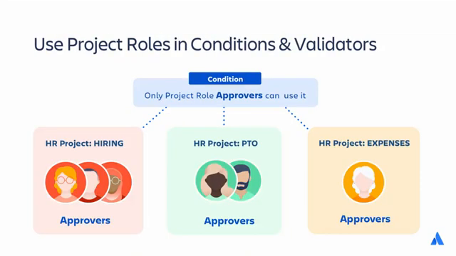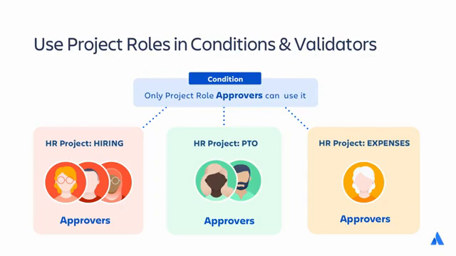Let's take a look at an example. Three HR projects, hiring, PTO, and expenses, share the same workflow. In that workflow, there are conditions and validators that use the project role approvers. Each project has different members in their approver's role. An issue goes through the workflow in each project. The conditions and validators are checked against different sets of users in this role. The workflow stays the same. Only the membership in the approver's role changes on a project-by-project basis.